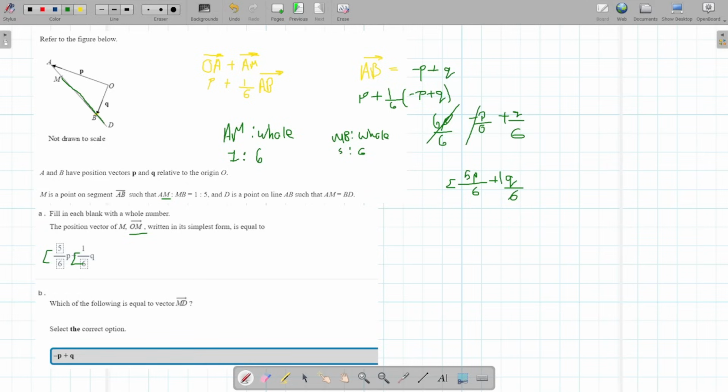MD is actually the same as AB, by the way. Why? Because they said AM is equal to BD. So this segment here is equal to this segment here. AB is actually this green segment plus this MB, right? And MD is also this green segment plus MB. That's why MD is equal to AB. And did we find AB? Yes, we did. It's minus P plus Q. You can just say AB is equal to MD, which is equal to minus P plus Q.